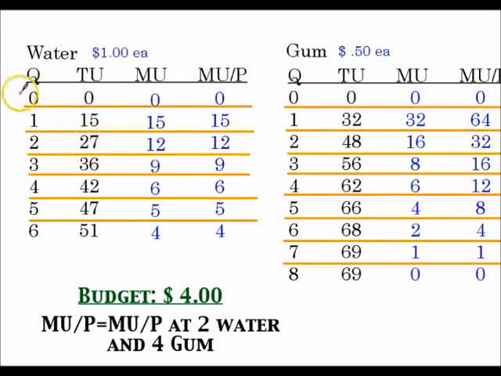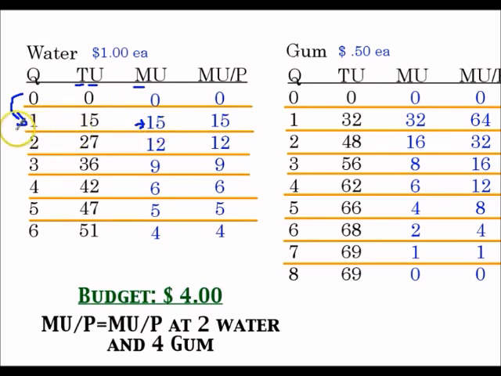When I consume my first unit of water, I go from 0 to 1, I receive 15 units of satisfaction. So my first quantity of consumption, my total level of satisfaction is going to equal the marginal, remember that is per unit, marginal means per unit, my marginal level.